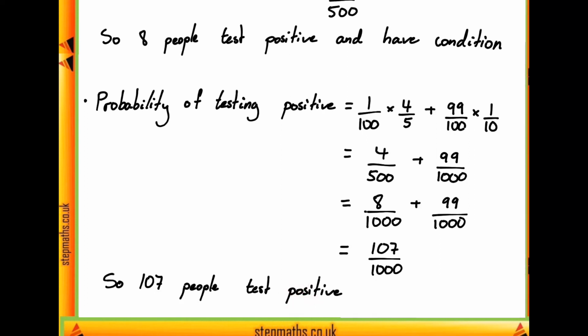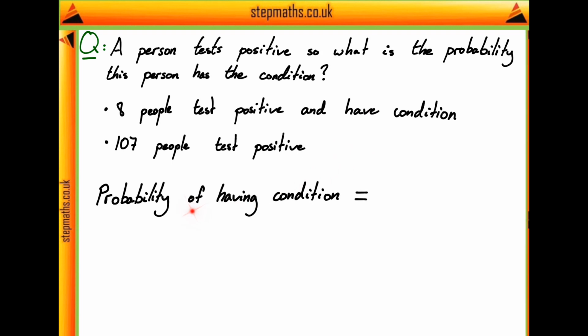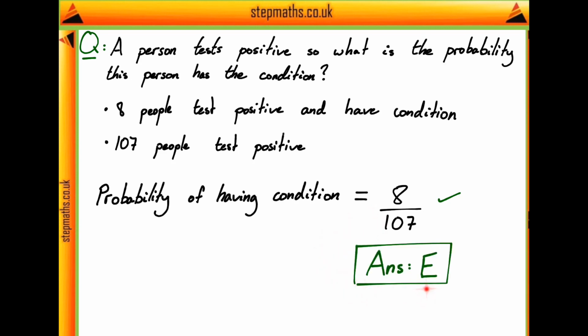So with this information, let's see if we can actually answer our question. This person has tested positive and we want to find the probability of them having the condition. We know that 107 people tested positive. Out of those 107, 8 tested positive and had this condition. So the probability of our person having the condition, given they tested positive, is just going to be 8 divided by 107. And this answer corresponds to E given in the question as well.